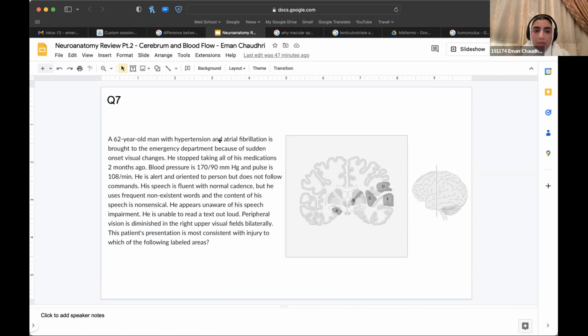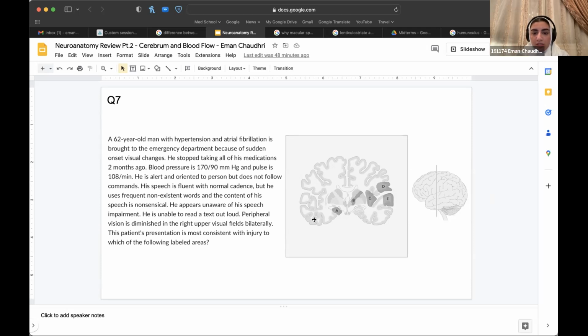A 62-year-old man with hypertension and atrial fibrillation is brought to the emergency department because of sudden onset visual changes. He stopped taking all of his medications 2 months ago. Blood pressure is 170/90, pulse is 108. He is alert, oriented to person, but does not follow commands. His speech is fluent with normal cadence, but he uses frequent non-existent words, and the content of his speech is nonsensical. He appears unaware of his speech impairment. He is unable to read a text out loud. Peripheral vision is diminished in the right upper visual fields bilaterally. This patient's presentation is most consistent with injury to which of the following labeled areas?